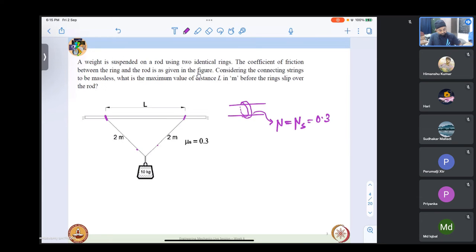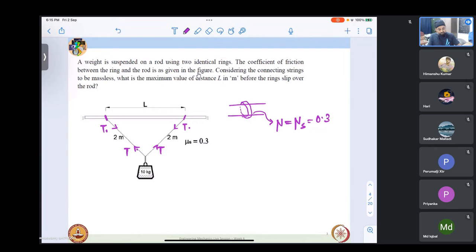From the symmetry of the problem, the tensions at both ends will be equal, so let us take it to be T. I have just drawn how the tension would look from both the ends. It is not that they are cancelling each other. That is to be clearly understood.